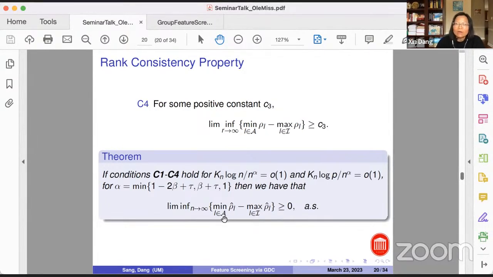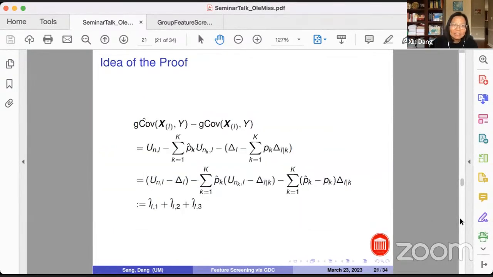So the ranking of your important features is always no lower than your inactive features. Makes sense? This is a stronger result than the previous sure independence screening property. And almost surely, you need the Borel-Cantelli lemma to prove that. So, the idea of the proof.